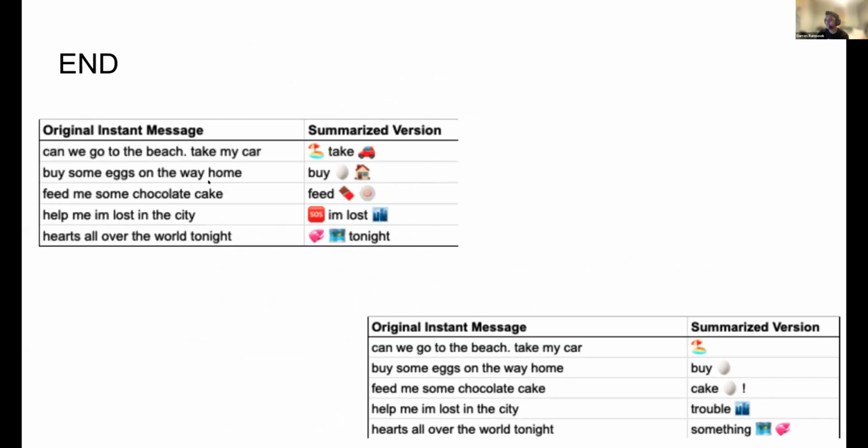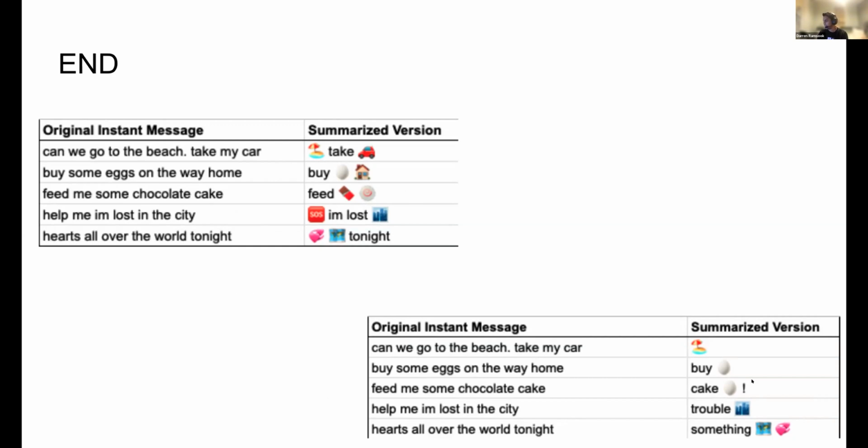And we have a nice little table of some other examples here. On the left side, we have the results from this method that was described. So can we go to the beach, take my car? We have beach, take car. Buy some eggs on the way home, buy eggs, home. Feed me some chocolate cake, feed chocolate and what looks like a cake. I think that's a cake. Help me, I'm lost in the city, SOS, I'm lost, emoji of the city.